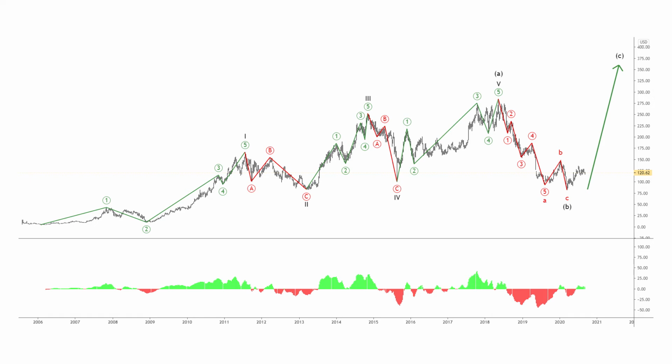You can see the supercycle structure of 5-3-5. The whole bullish sequence I described was the 5 waves forming the supercycle wave A, then a 3 wave correction into the wave B, and I expect a new 5 waves into the wave C around 360.